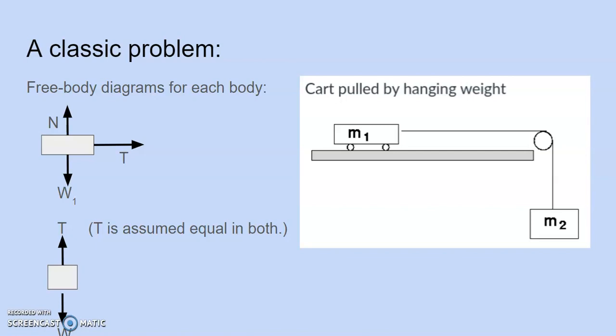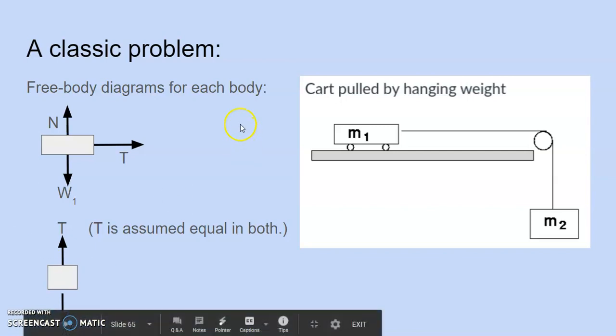So for the one on the left, for M1, there is its weight pushing down on the track, and there's the track force pushing back up, and those two things are equal. The normal force is pushing up, and the weight W1 is pushing down. And as far as the car is concerned, there's a string with tension in it pulling to the right. Now, for the hanging weight, M2, it's got its own weight being pulled down, W2, and it has tension pulling back up on it, which we assume is the same as the tension that is pulling on the car. We assume it's exactly the same.